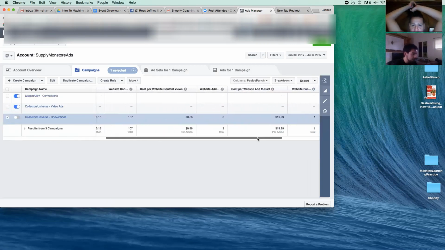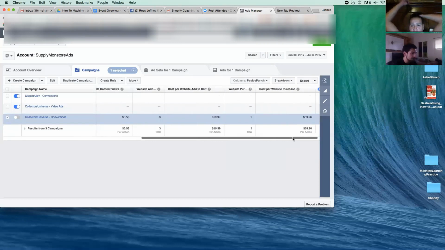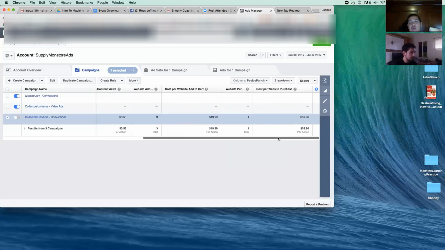The add to carts are $19.99. And you had your first purchase. Okay, and then your cost per website purchase is $59.96. Okay, these are really alarming numbers. So by July 3rd, you already should have some kind of red flag going on because you're going, my cost per add to cart is costing me way more than what I'm even selling this for. And then it took me $59.96 that I had to spend to make a purchase.